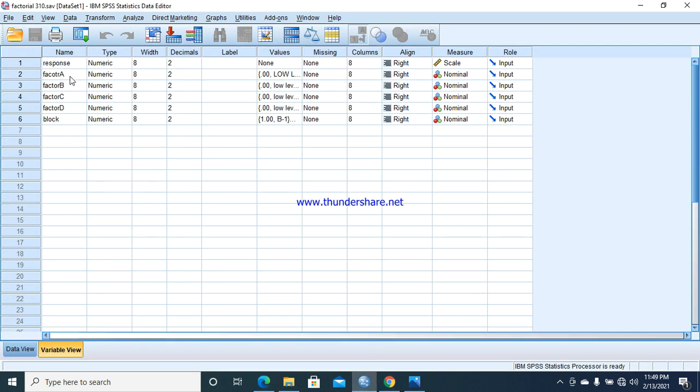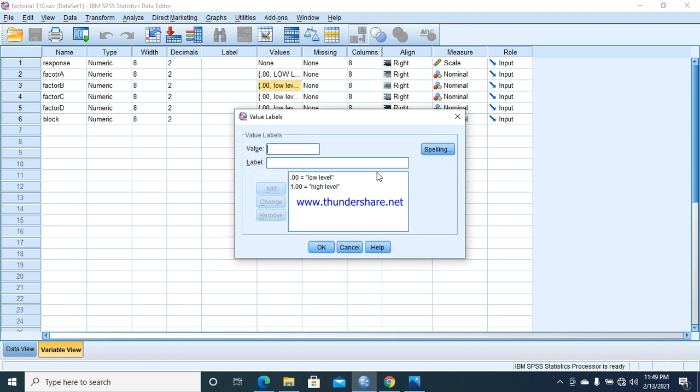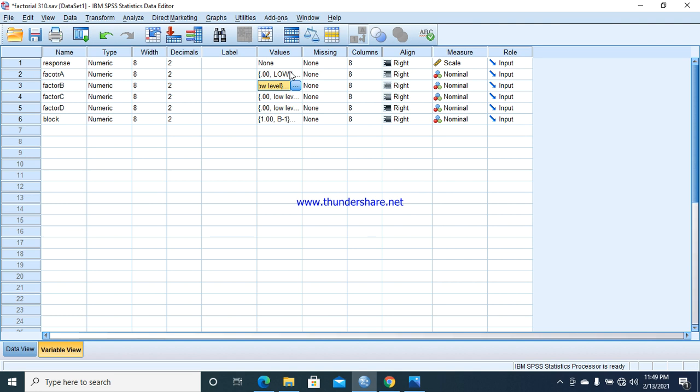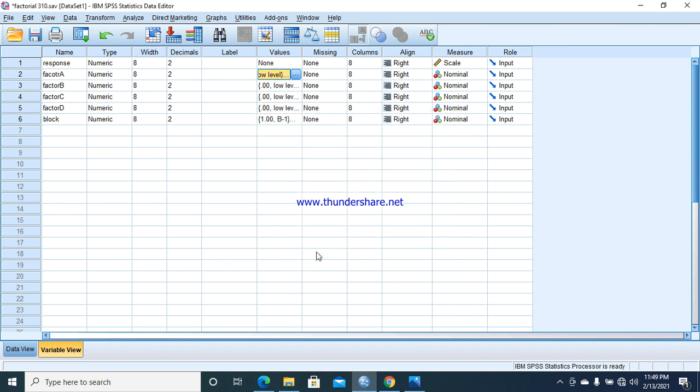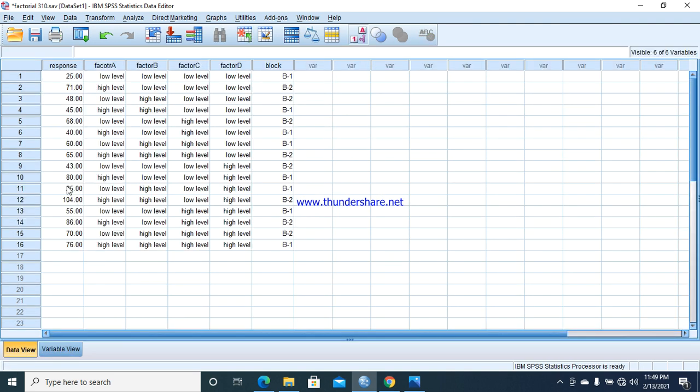Alright, next is SPSS data entry: response, factor A, factor B, factor C, factor D, and blocking. The low level and high level of each factor are entered. The response is in scale and the factors are in nominal. Then we go towards data view.